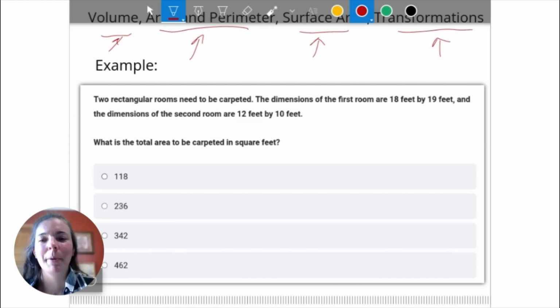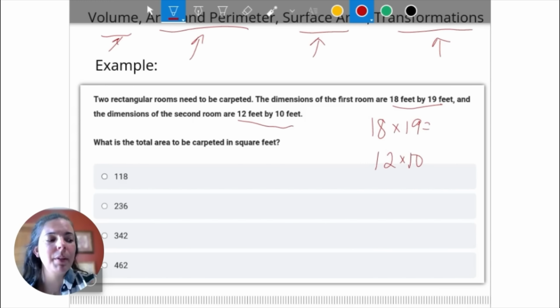So here's an example. 2 rectangular rooms need to be carpeted. The dimensions of the first room are 18 by 19 feet, and the dimensions of the second room are 12 by 10 feet. What is the total area to be carpeted in square feet? So I have 2 rooms, and I need to find the total area. So area of our rooms is going to be length times width. So for one, I'm going to do 18 times 19, and the other, I'm going to do 12 times 10.